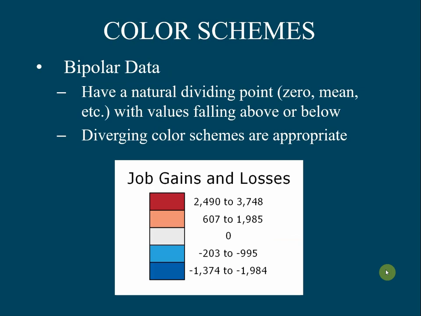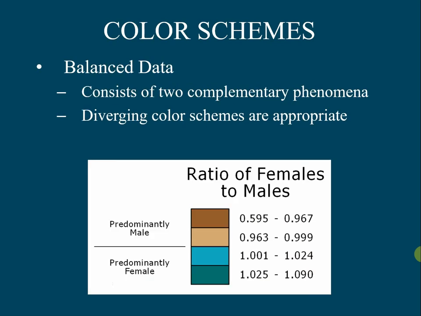Bipolar data, again, we want to have dividing points where we have natural means to show different types of representation. Here we're looking at job gains and losses. Obviously, losses are in red, and gains are in blue. So that makes sense. And then here, balanced data: predominantly male, predominantly female. We use two separate colors to visualize complementary phenomena that all come to that central point.